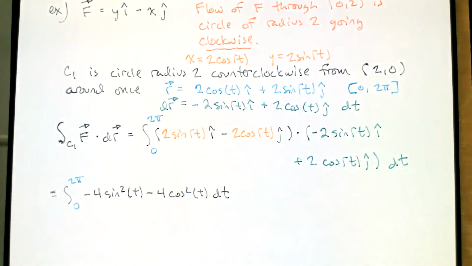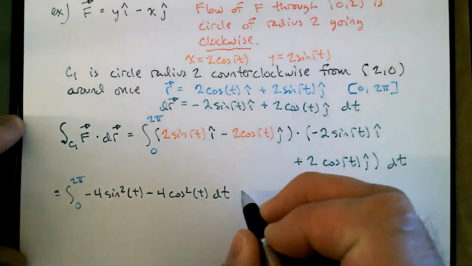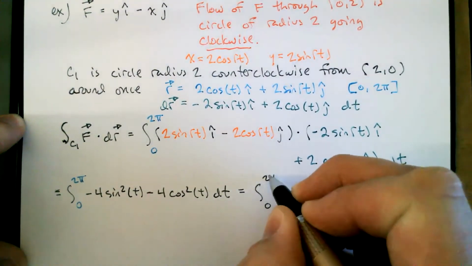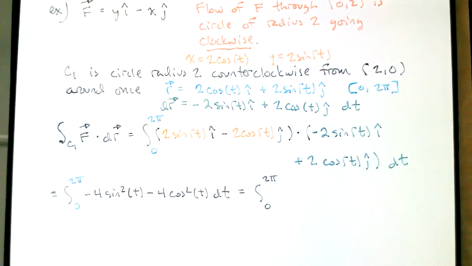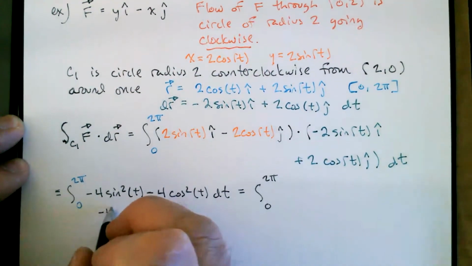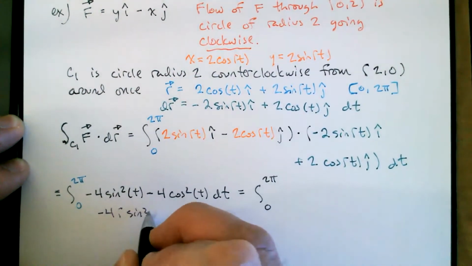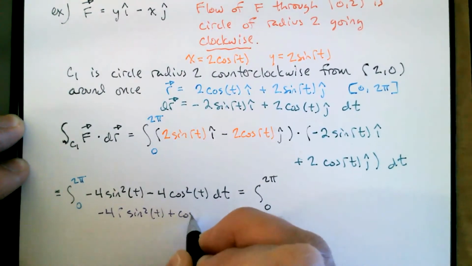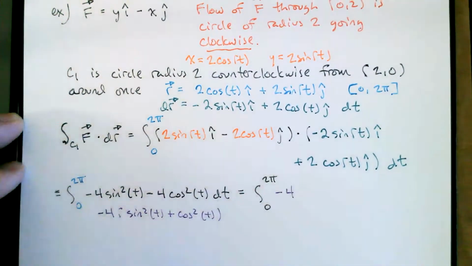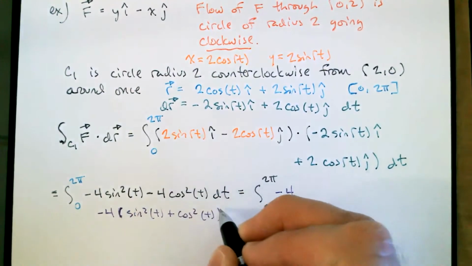And now we can see that we're going to get a negative because we have negative 4 sine squared minus 4 cosine squared. If I take the negative 4 out of there, sine squared plus cosine squared is equal to 1. So down here, we'll factor out the minus 4. And that leaves behind a sine squared plus cosine squared, and that's all just 1.